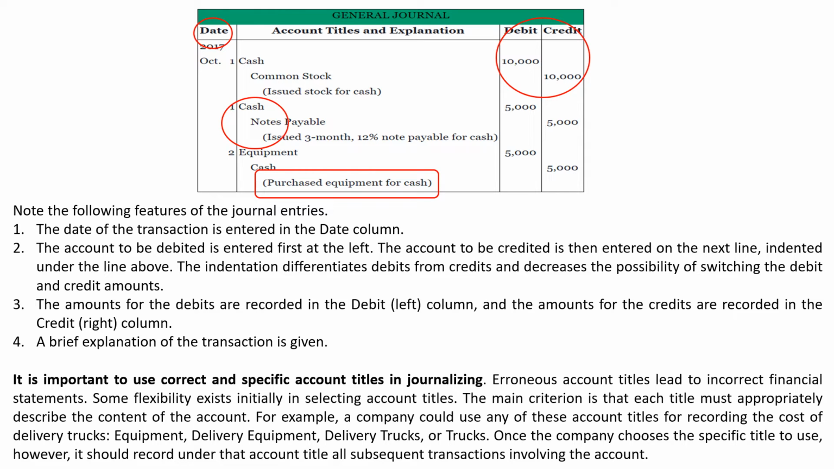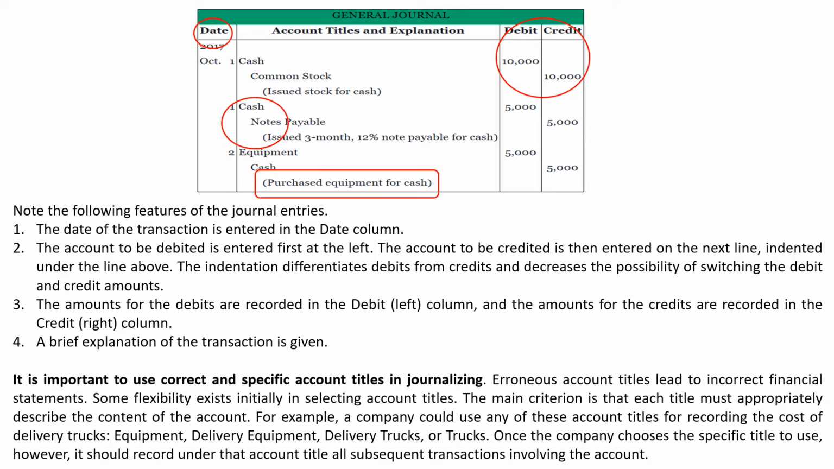The amounts for debits are recorded in the debit column on the left side, and the amounts for credits are recorded in the credit column on the right side, and then a brief explanation of the transaction. So it's important to use the correct and specific account title in journalizing, because bad account titles will lead to incorrect financial statements. You have some flexibility, but not really. The main criterion is that each title must be appropriately described.